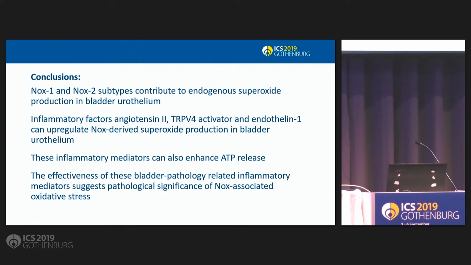So from this data, we conclude NOX1 and NOX2 subtypes contribute to endogenous superoxide production in bladder urothelium. Inflammatory factors, angiotensin 2, TRPV4 activator, and endothelin-1 can upregulate NOx-derived superoxide production in the bladder urothelium. These inflammatory factors can also enhance ATP release from the urothelium. Finally, the effectiveness of these bladder pathology relevant inflammatory mediators suggests the pathological significance of NOx-driven oxidative stress.